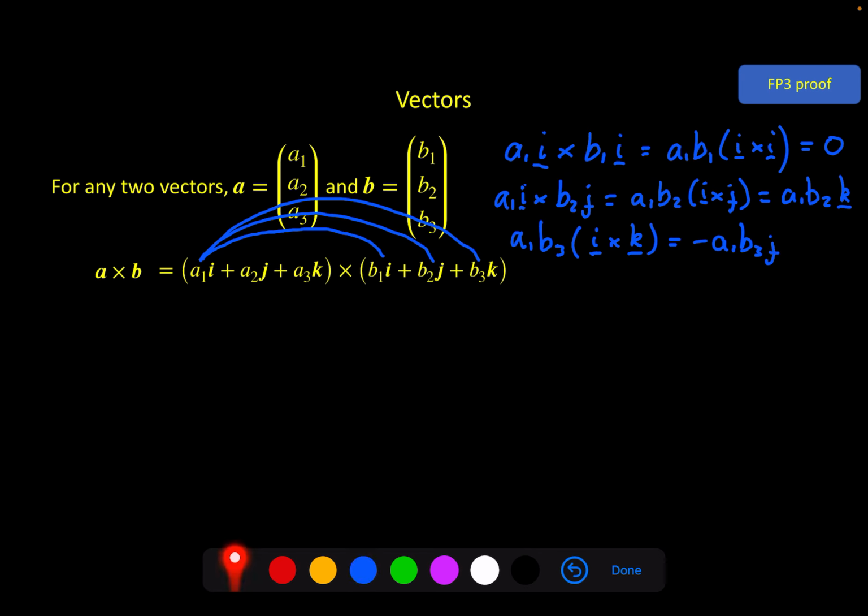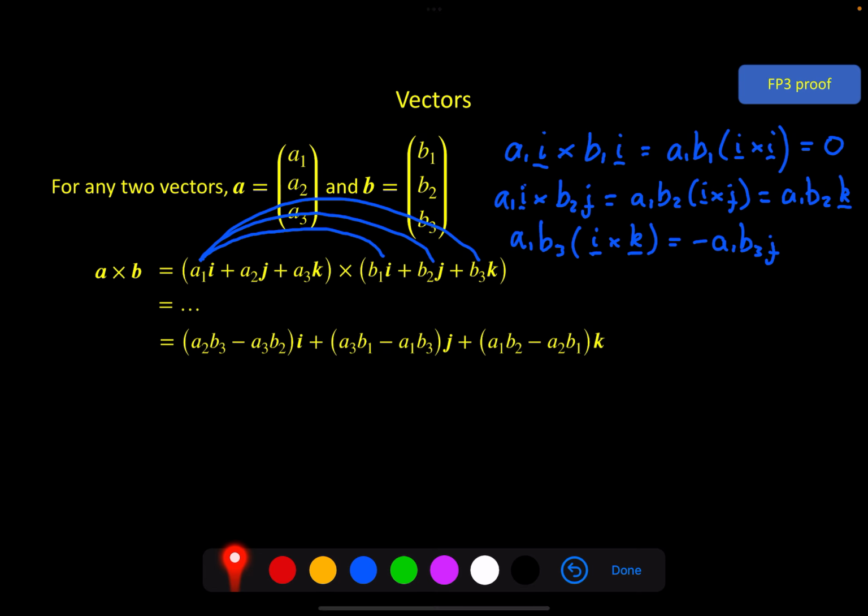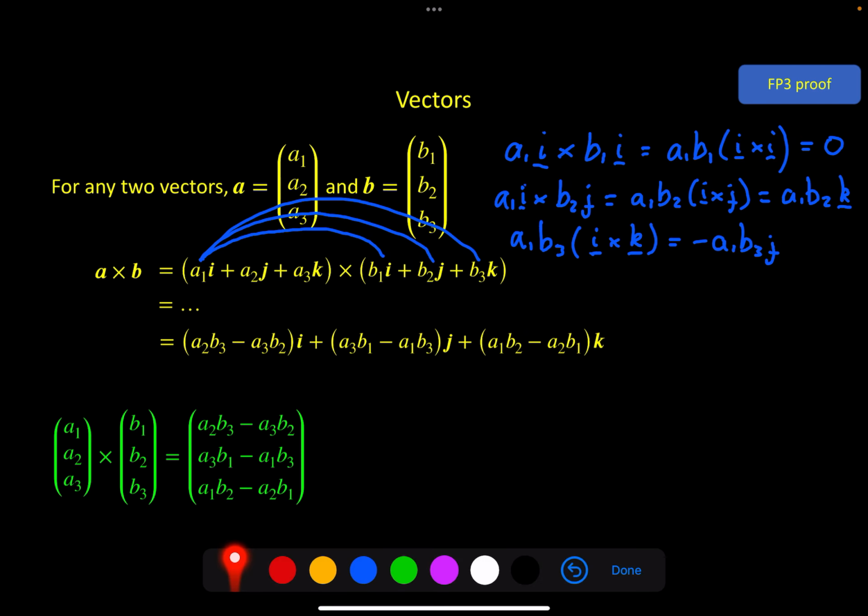Okay, I won't do it with all of them, but you can see you're going to have another 3 terms here, and another 3 terms here, and if you do all of those and you collect them together, you get this. You can see this answer a1, b2k here, and this answer minus a1, b3j here. And of course the 0 doesn't come in. And then you can put this back into column vector format, and here is a reasonably quick way of finding the cross product of 2 vectors.